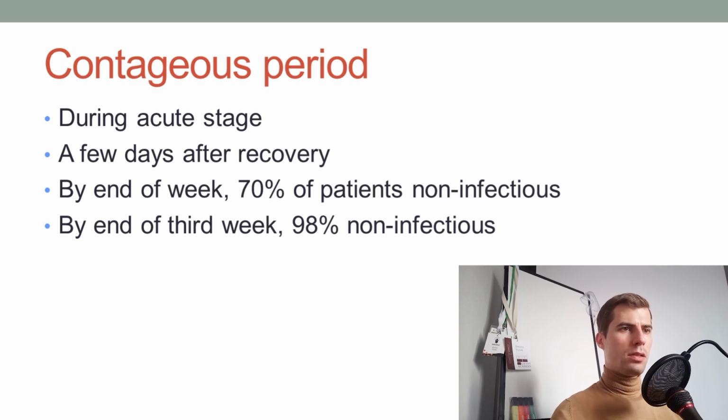And how long is the patient contagious? The person in the acute stage is contagious all the time. So as long as a person has symptoms, that person is contagious with Vibrio cholerae and represents a source of infection. Also, for a few days after recovery, so if the patient already doesn't have any symptoms of cholera, you should wait a few days just to make sure. It can be even up to 1 week, when the person is already not infectious.